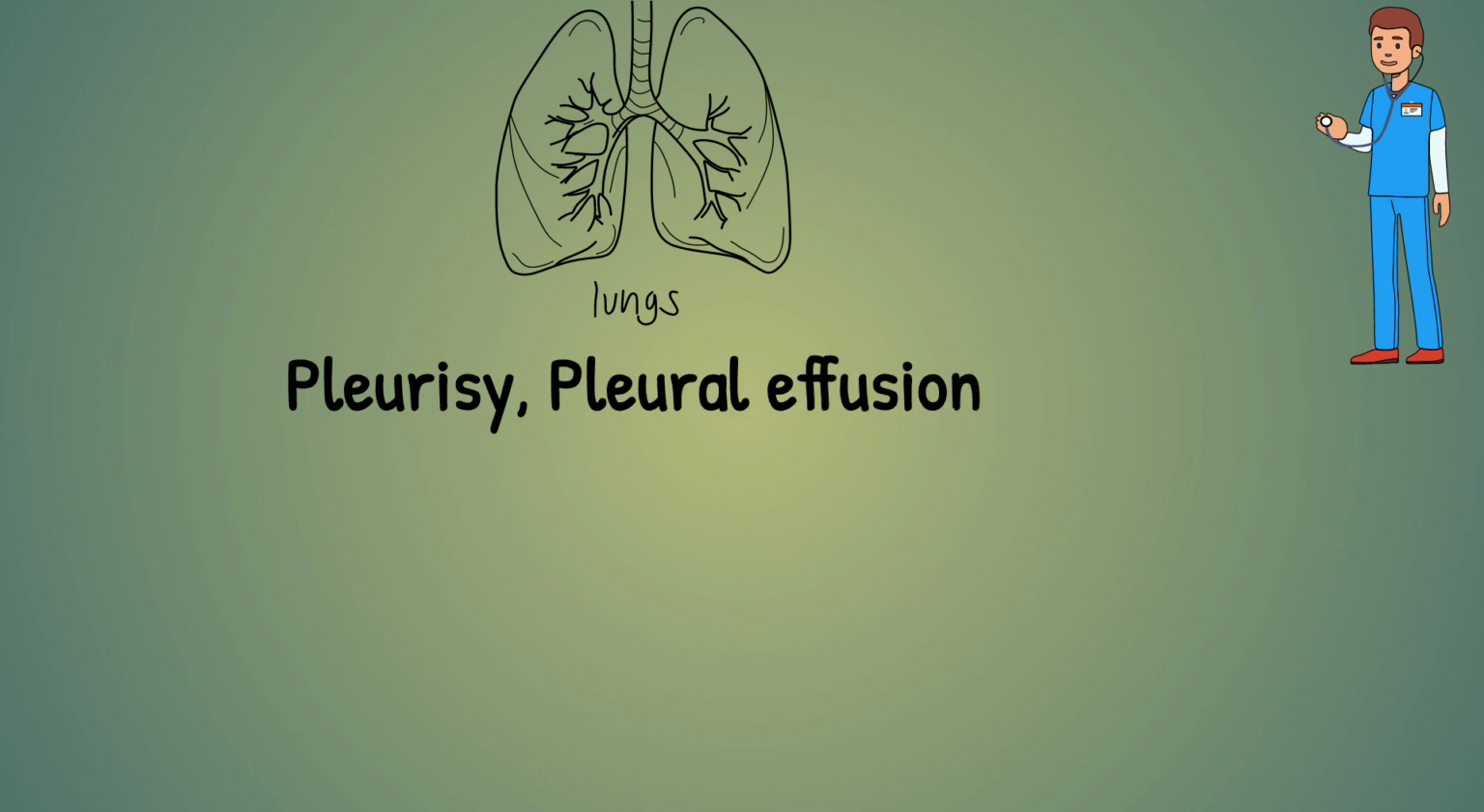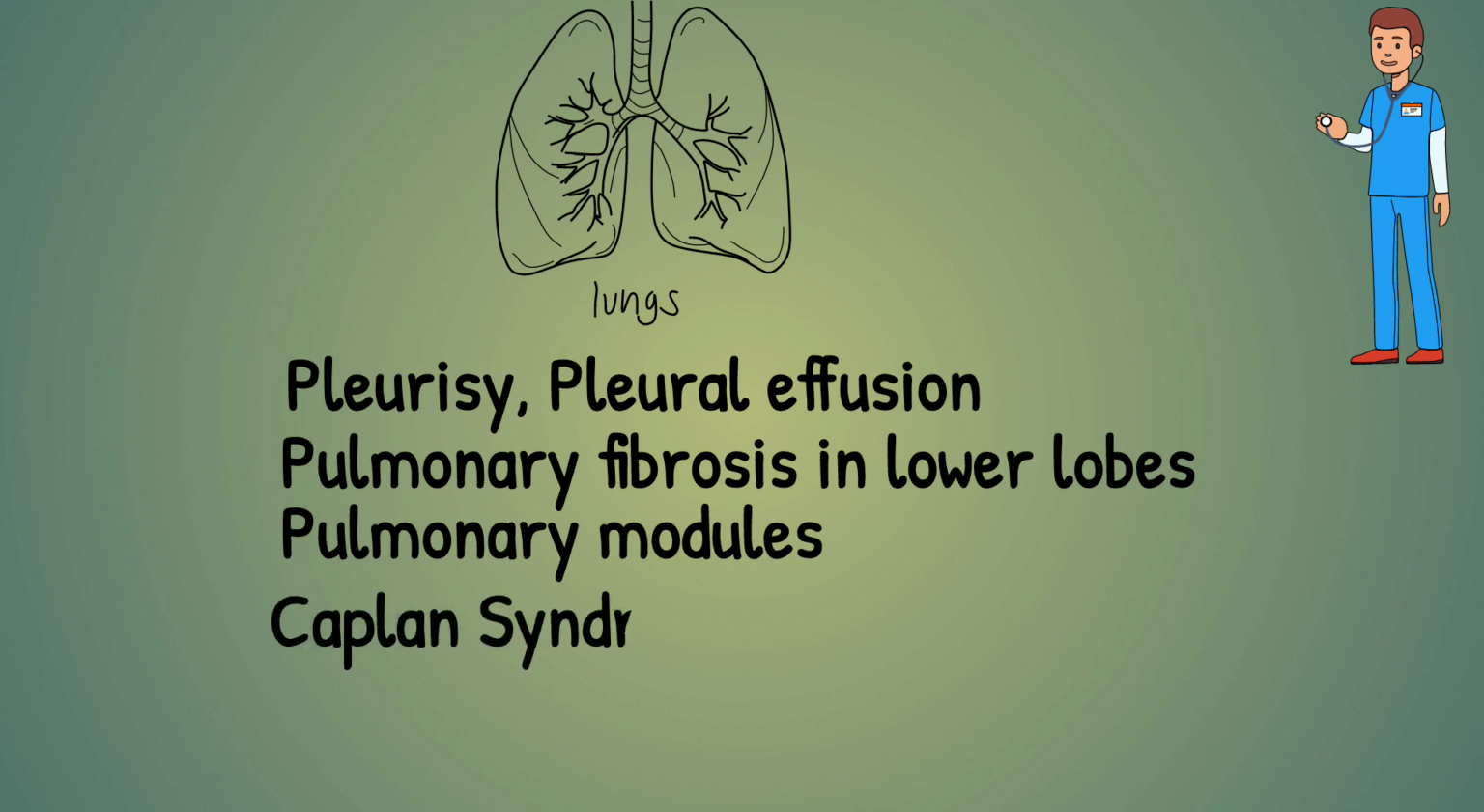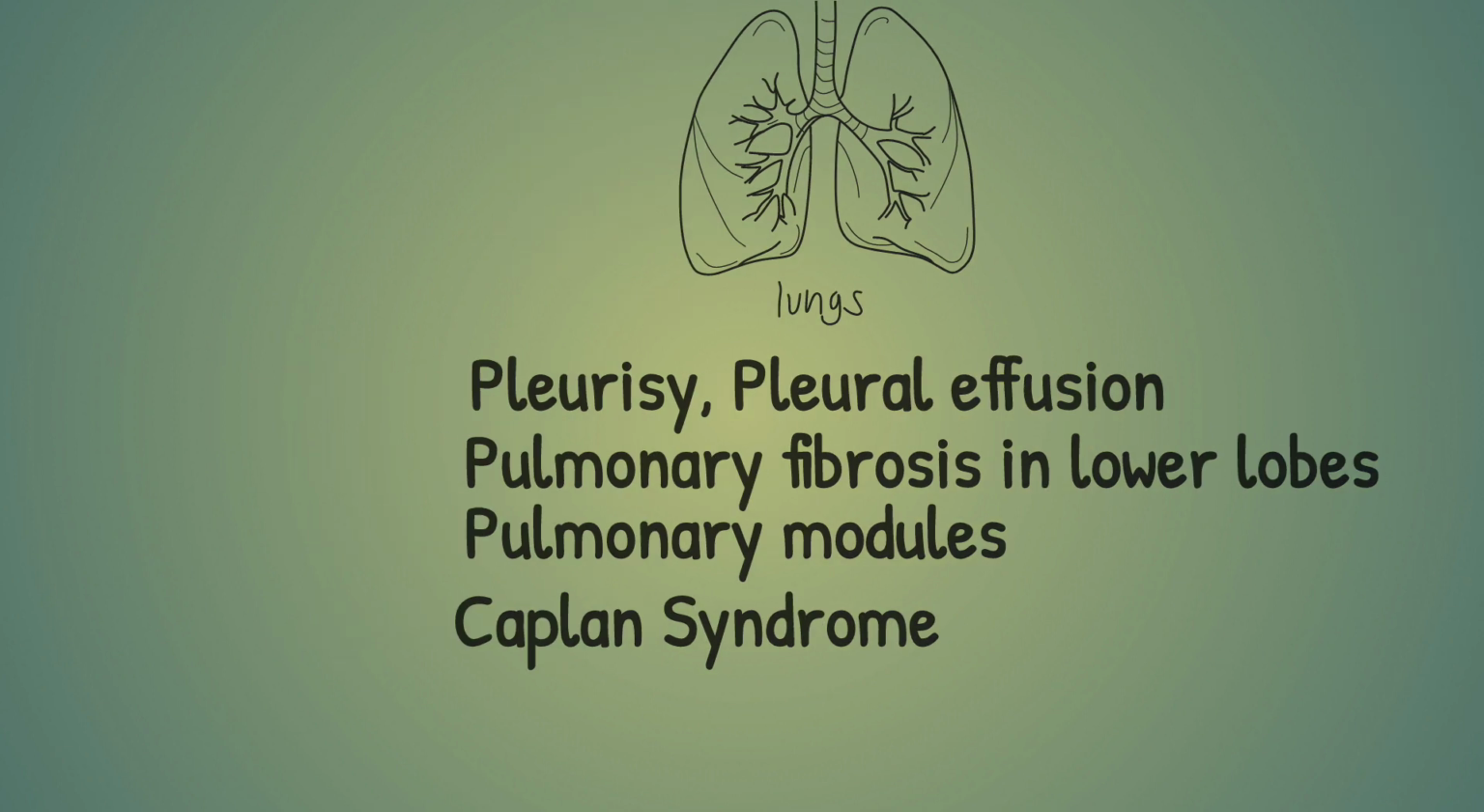Pulmonary involvement includes pleurisy. Pleural effusion can be caused by it as well. There can be pulmonary fibrosis in the lower lobes, and pulmonary nodules can be caused, and Caplan syndrome, which is large fibrotic nodules in patients with pneumoconiosis and rheumatoid arthritis. That is called Caplan syndrome.